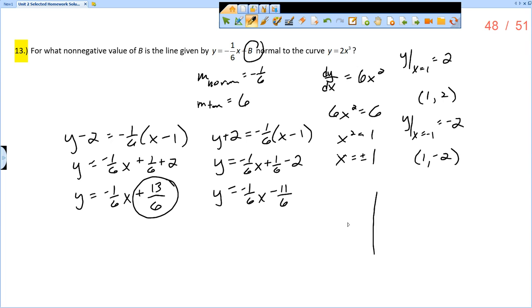The other way to do it would be to think about the graph of y equals 2x cubed. This is the graph of 2x cubed. At x equals 1 and x equals negative 1, if you draw the normal lines, you can see that the normal line on the right, when x is 1, is going to give you a positive value of the y-intercept of that normal line. And so then you would know to only do this one. So the answer is 13 sixths.